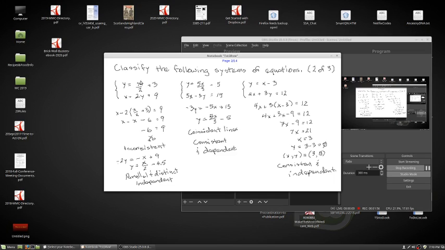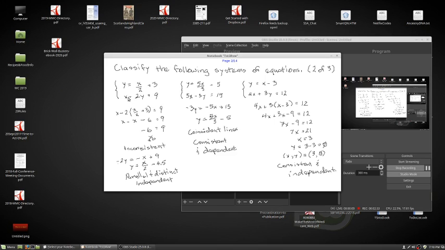So if we look at the first one here, y is equal to x over 2 plus 3, and then x minus 2y is equal to 9. What we want to do is, if the lines have the same slope, then they are going to be parallel lines. If they have different constant terms, then they're going to be independent parallel lines, and that means that the system will be inconsistent because there's no solution. So they'll be inconsistent and independent.